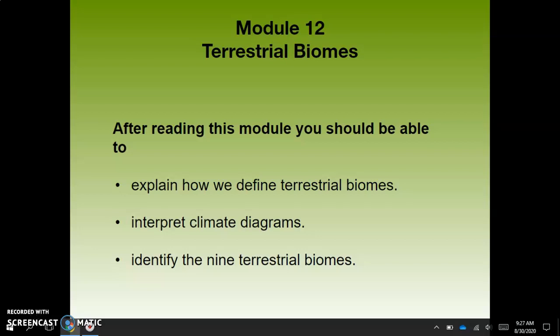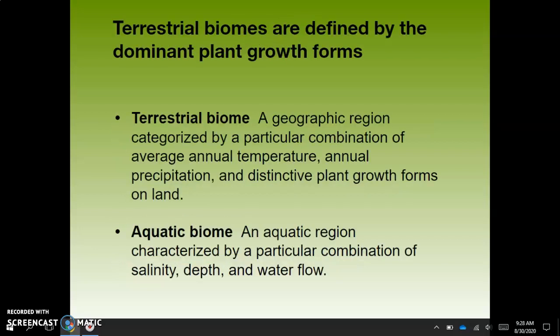As a reminder, your guided notes need to be filled out, and then you will turn those in the day before your unit test for a formal grade. After this lesson, you'll be able to explain how we define terrestrial biomes, interpret climate diagrams, and identify the 9 terrestrial biomes. There are 9 we have to know.